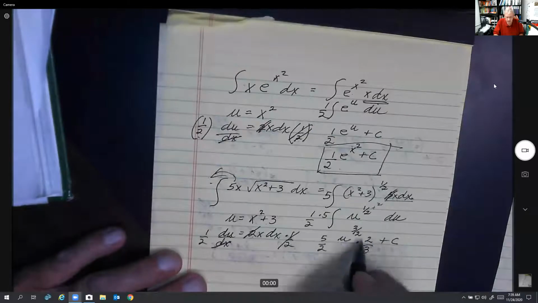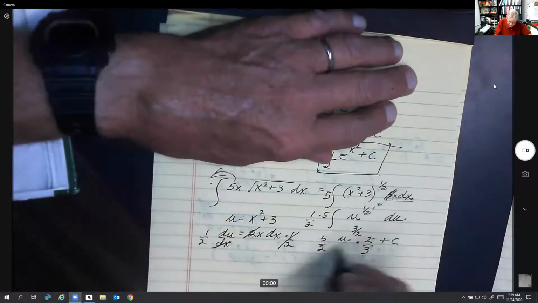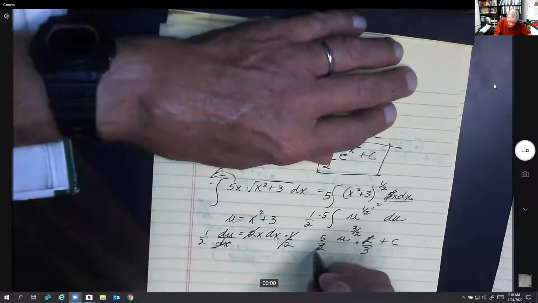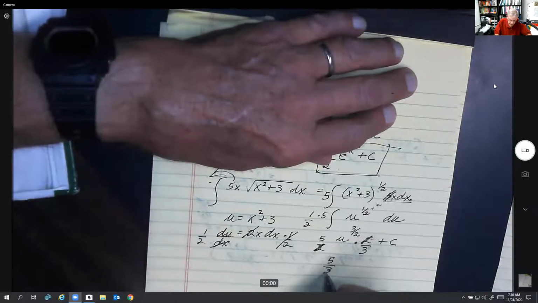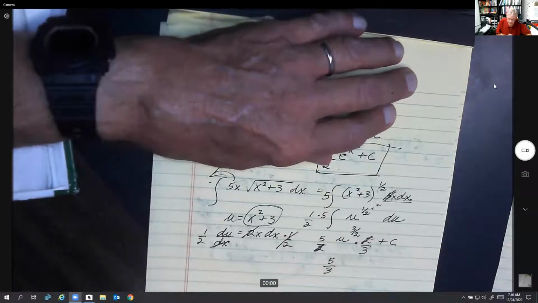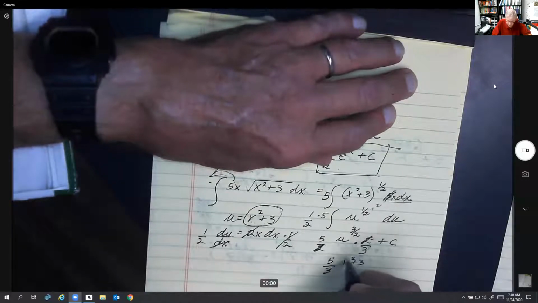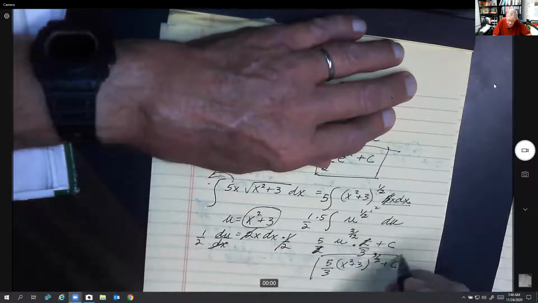And then remember, when we had a fraction, we used the reciprocal. So that would mean this would be 10/6, or we could reduce it a little bit. Those 2's would cancel, so it's 5/3 u. But what is u? U is x squared plus 3 to the 3 halves plus c. And now we've worked out this problem.